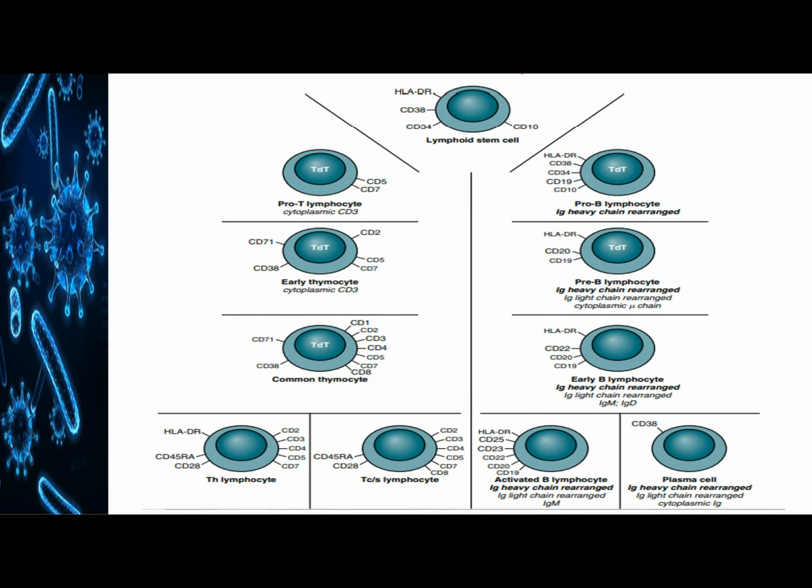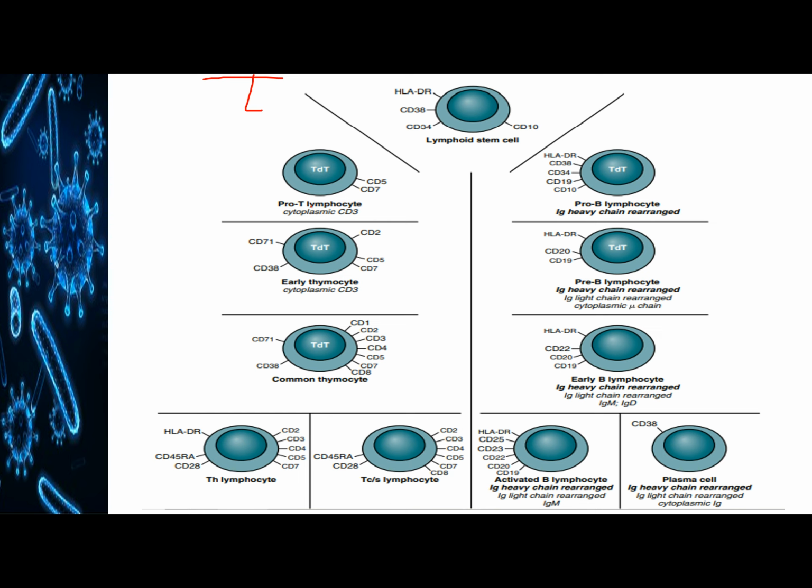So this is your lymphoid stem cell. So mag-focus lang tayo dito sa left side, dito sa thymocytes. So when your lymphoid stem cell, class, please take note of the CD markers. Meron siyang HLA-DR, CD38, CD34, CD10. Now, when your lymphoid stem cell develops into your small lymphocyte, the first thing is that it would become your pro-T lymphocyte.